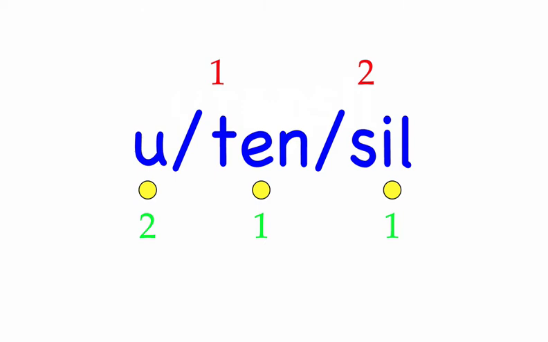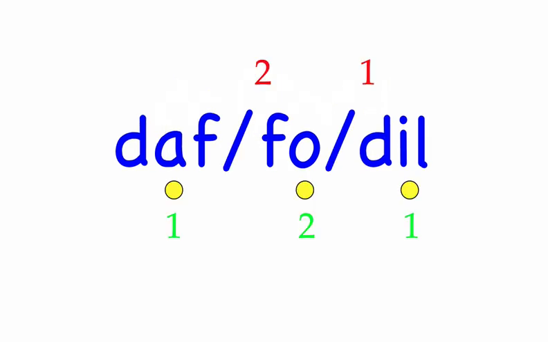Daffodil. Daff has 3 sounds: d, a, f. Fo, 2 sounds: f, o. Dill, 3 sounds: d, i, ul. Daffodil. Mark the word.